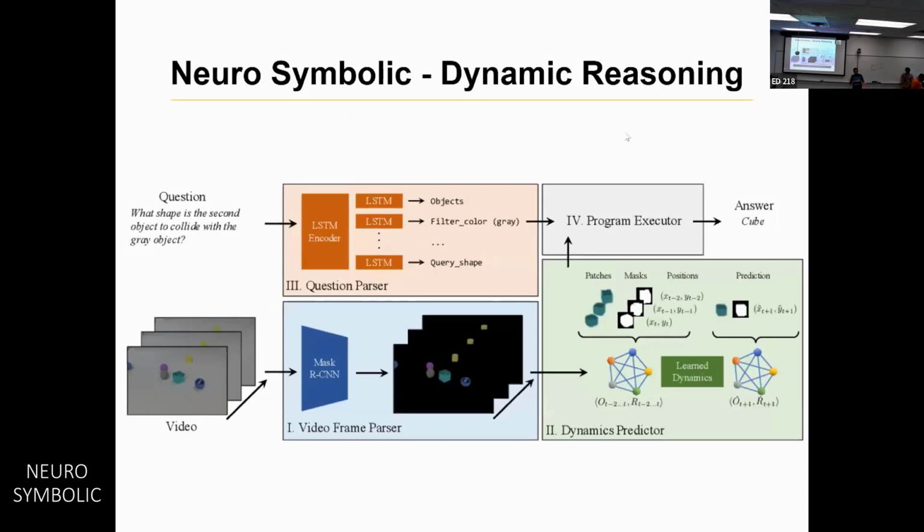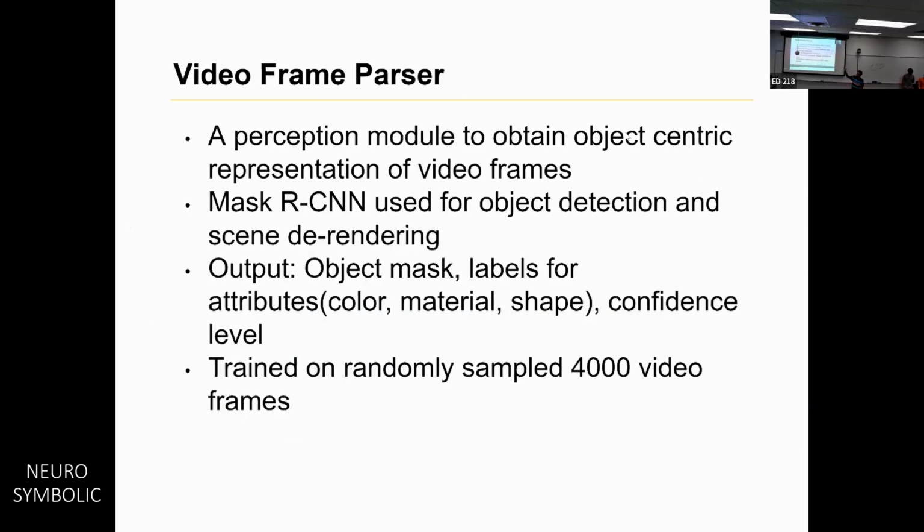So considering the observations that they made, they came up with an architecture and model of their own, that is Neuro Symbolic Dynamic Reasoning. Now this consists of 4 parts, which are the video frame parser, dynamics predictor, question parser, and program executor. I'll be going deep into each of them, and at the end there will be an example explaining the total input and output.